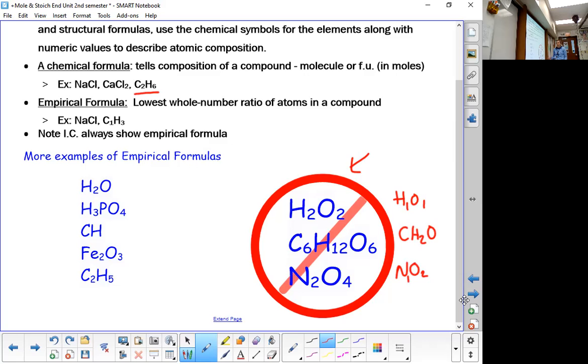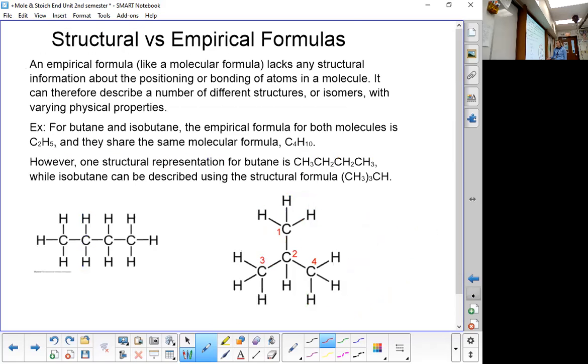So an empirical formula is the lowest whole number ratio of atoms in the compound, which you're going to see why you would need in relationship to the actual formula. We also learned how to draw molecules, and we really learned how to do structural formulas for covalent compounds. An empirical formula, like a molecular formula, lacks any structural information of how the atoms are positioning themselves or bonding, which is why we did a unit on the notation for how to draw molecules and represent them in three-dimensional space with Lewis structures, and then the three-dimensional drawings.